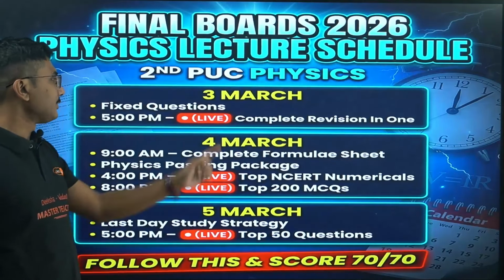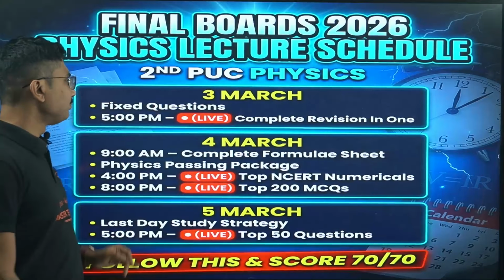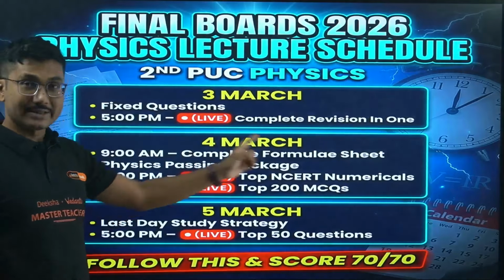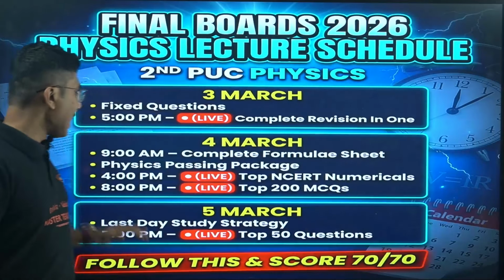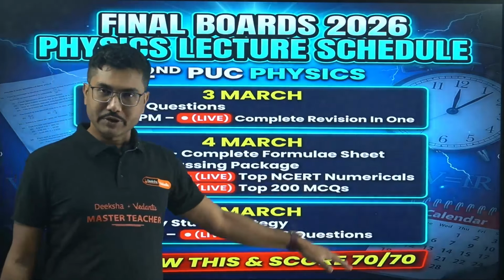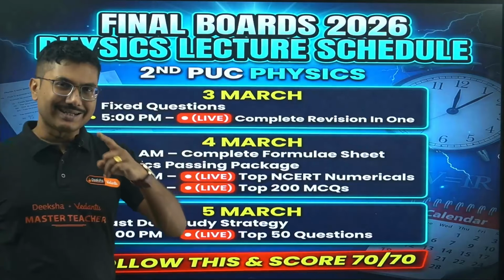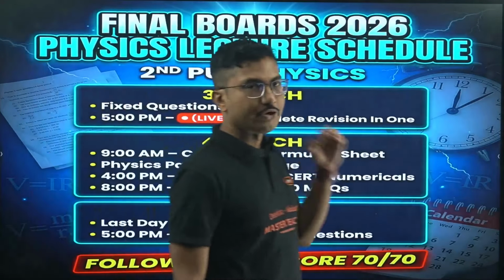Now the fixed schedule: 5 p.m. complete revision in one, that is today. Tomorrow 9 a.m. complete formula sheet. You will get the physics passing package. You will also get 4 p.m. live on top NCERT numericals, and at 8 p.m. you will get top 200 MCQs with me. Next, the last day study strategy. I'll be sharing that study strategy with you as well, and the 5 p.m. live will be top 50 questions. So do join me on this.